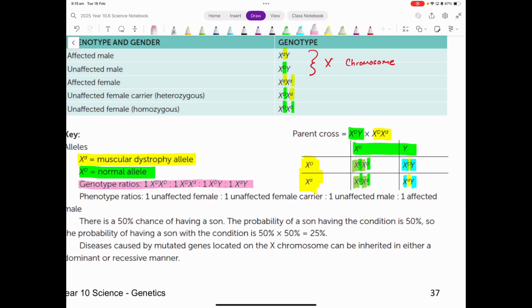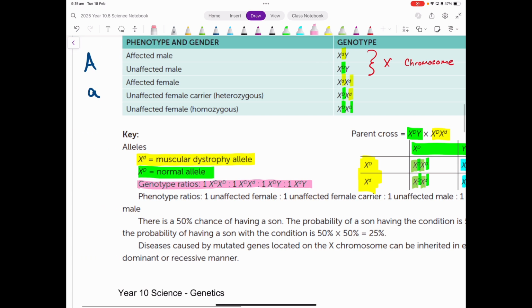Now here's where people lose marks. It's really easy to lose marks on these questions because instead of writing X to the D like that, people will forget about the rules for sex linked, and what do you think they're going to do instead? They're going to write something like that. That is going to represent an autosomal allele. Instead, what we want to get into the habit of now, if it's a female, it's heterozygous like this, it is going to be XX.